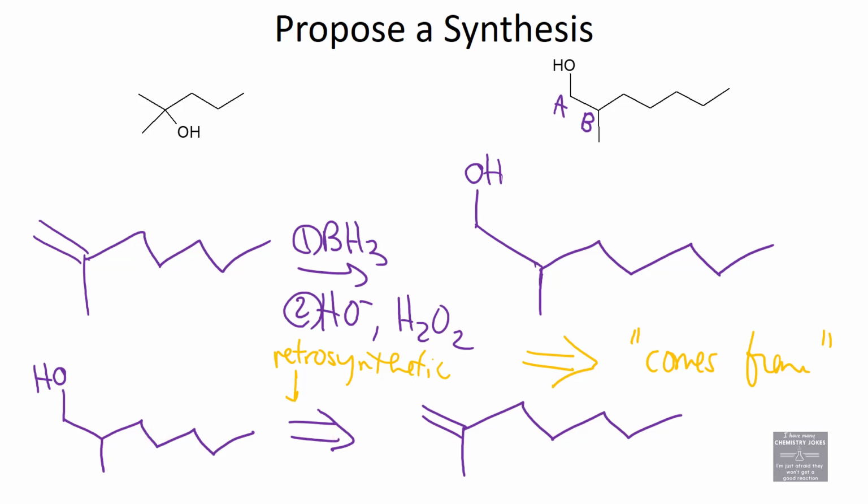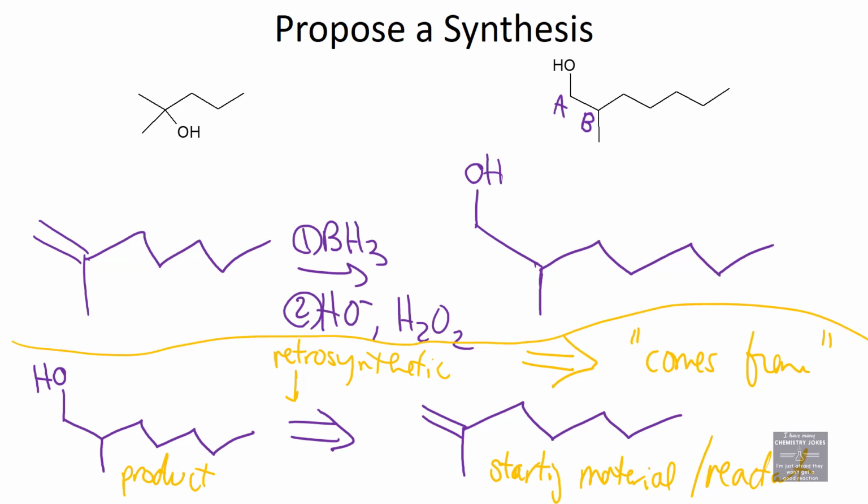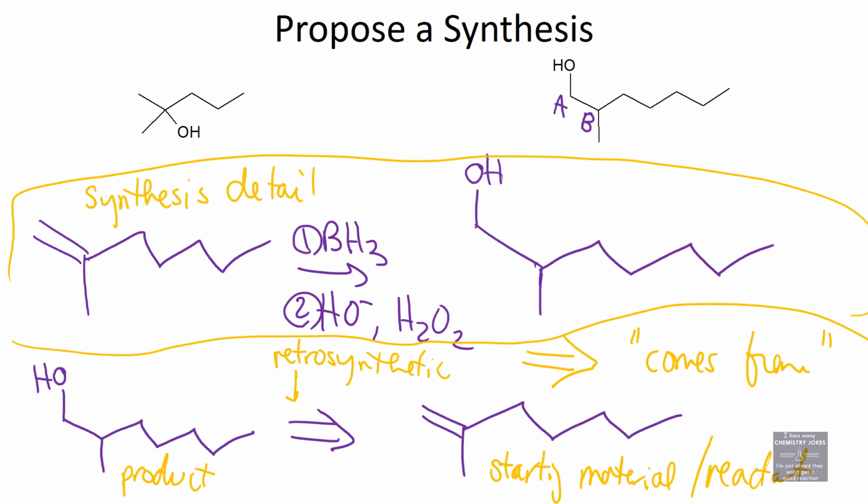Isn't that fancy? Yeah. So the direction of that arrow confuses a lot of students. This is the starting material, the reactant, and this is the product. A retro arrow points from the product toward the reactant. Retro arrow is weird, I know. So this bottom bit is the retrosynthetic analysis. This top bit would be called the synthesis details. That's a traditional reaction scheme where the reactant becomes the product and you add in reagents.